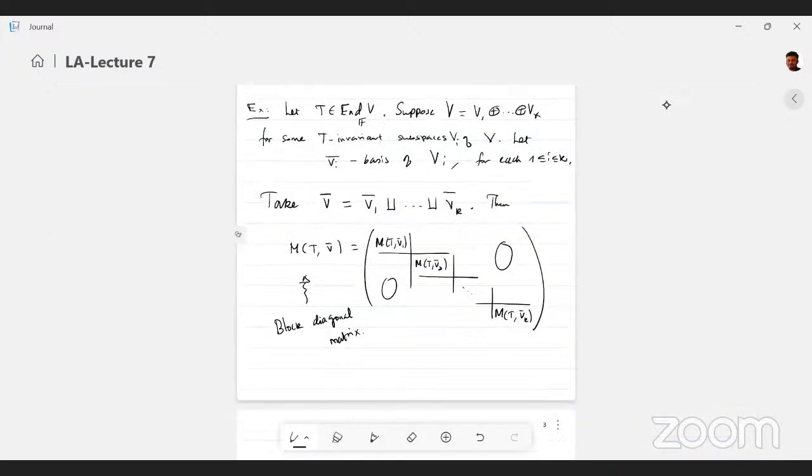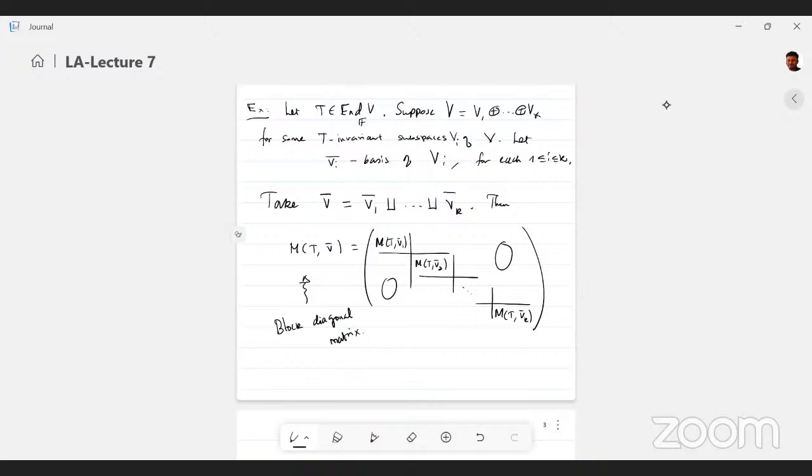So that is the one advantage if we have such a thing. So this is some simple observation. Again, we can make it about general operators. If you are able to write V as a direct sum of T-invariant subspaces, and then you take a basis of each Vi and take the union of those bases to form a basis of capital V, then the matrix of T with respect to this V bar will look like a block diagonal matrix with the diagonal entries being M of T, Vi bar.